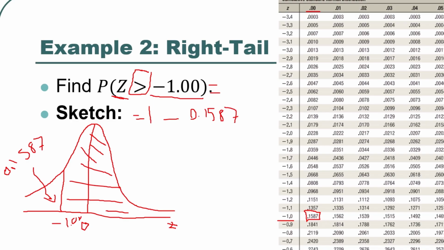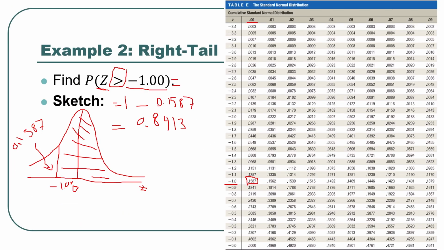And if we calculate that on our calculator, it's going to give me 0.8413. So to get a right area, I will read the left area from my table, then subtract it from 1 to get the right area.